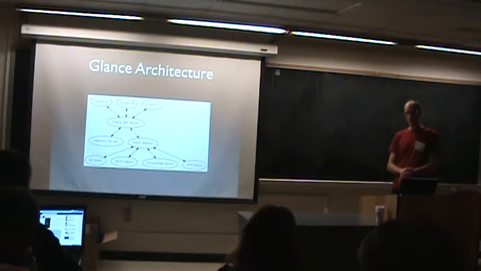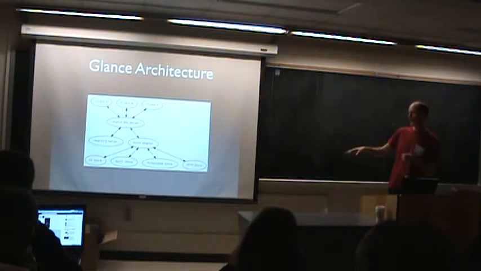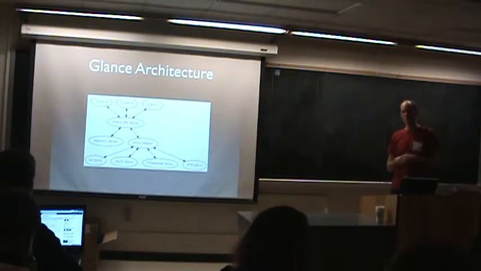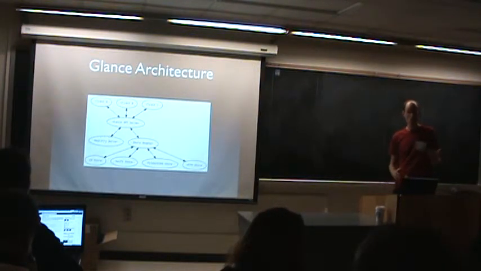But on a typical deployment, if you're deploying a large private cloud or public cloud, you're going to have a lot of API servers, because downloading images is a very bandwidth intensive thing. The API servers communicate with two different things. There's a registry server, which stores all the metadata about your images, and it's the server that contains the database. And then there's a store adapter, which is pluggable, so you can choose your backend. If you wanted to store your images in Swift, which is another OpenStack service, you could do that. If you wanted to store them in S3, or on the file system, or just have them downloaded from a web server, those are all implemented.